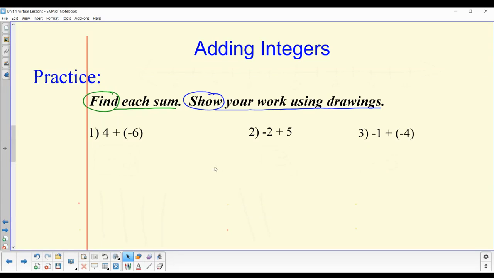Hello, in this video we're going to review adding integers using integer tiles. We're going to find each sum and show our work using drawings. The drawings we're going to do are integer tiles. So problem number 1 is 4 plus negative 6.